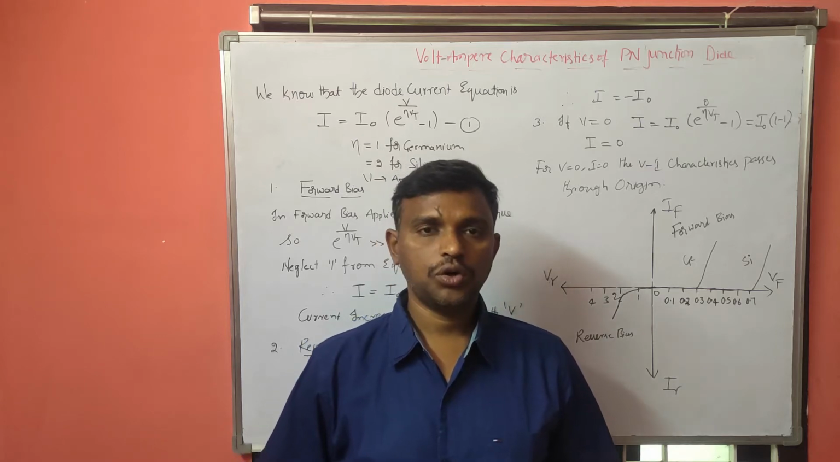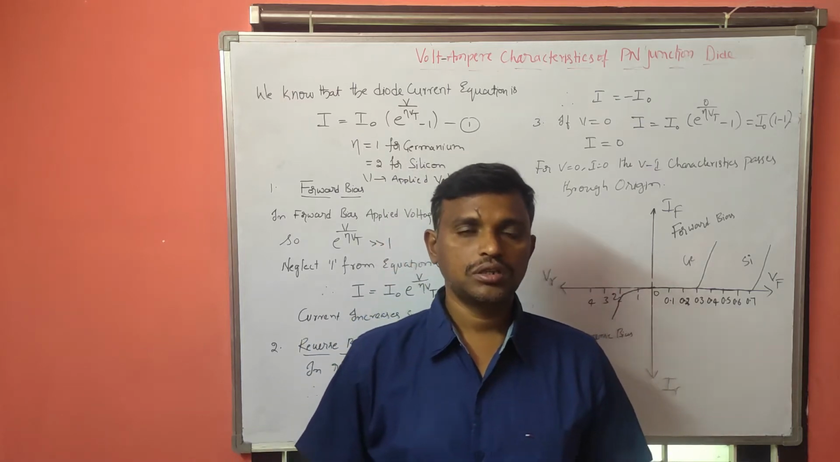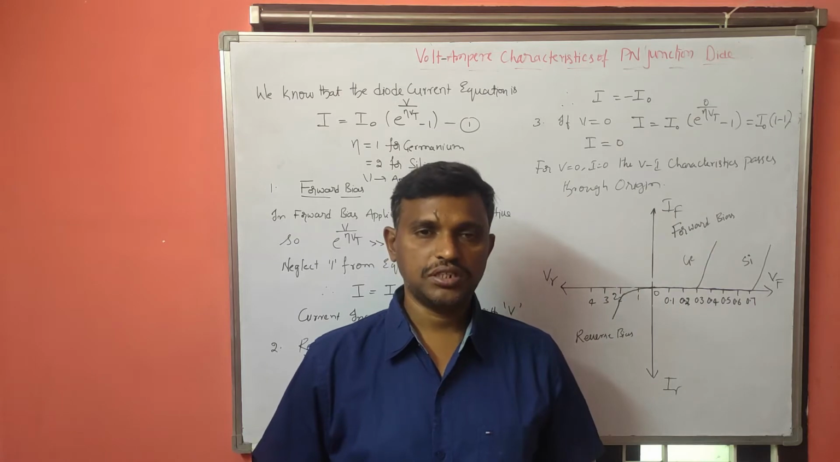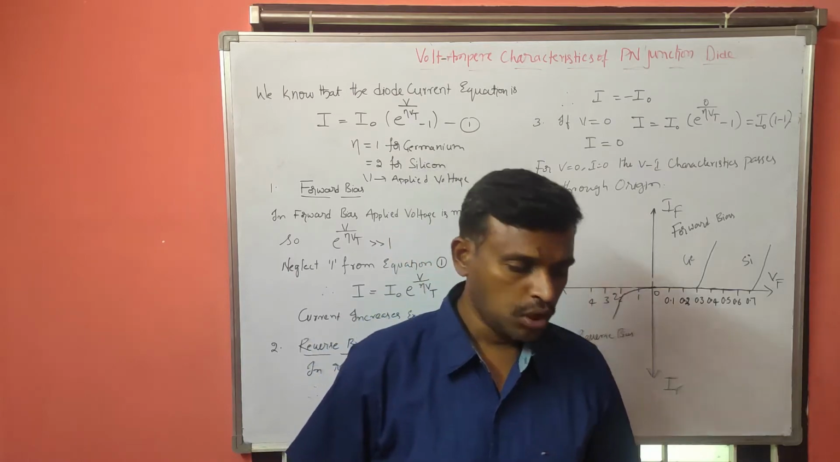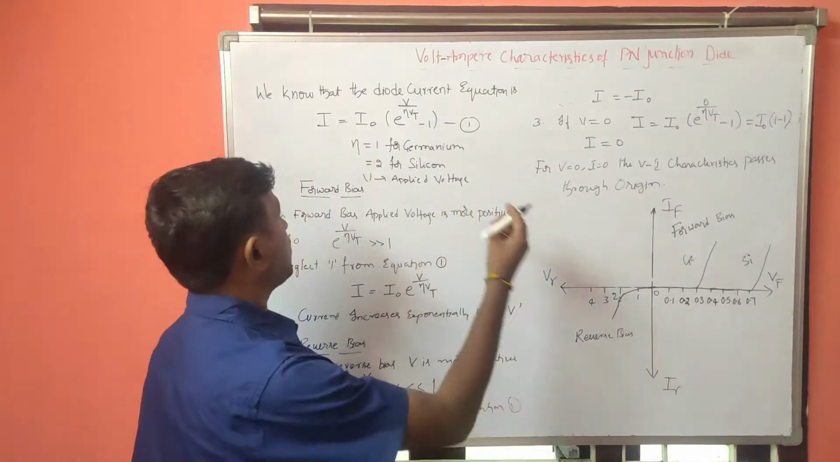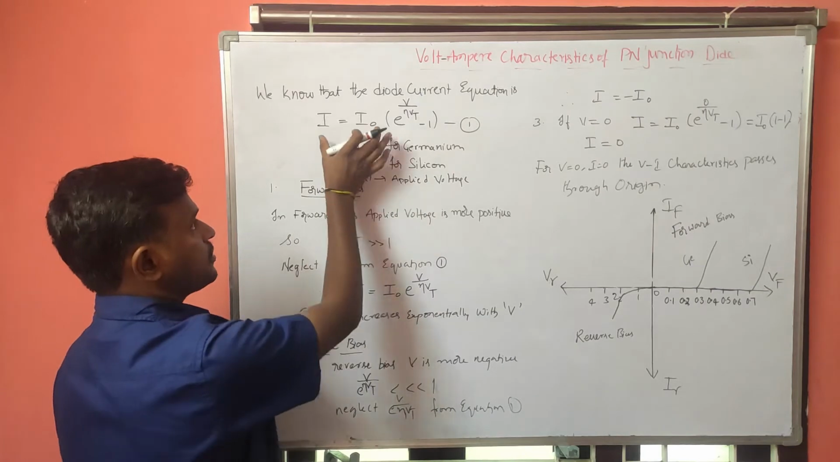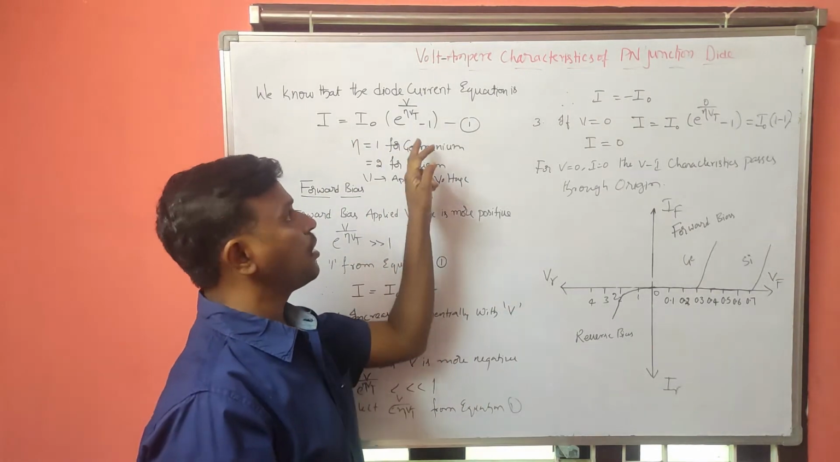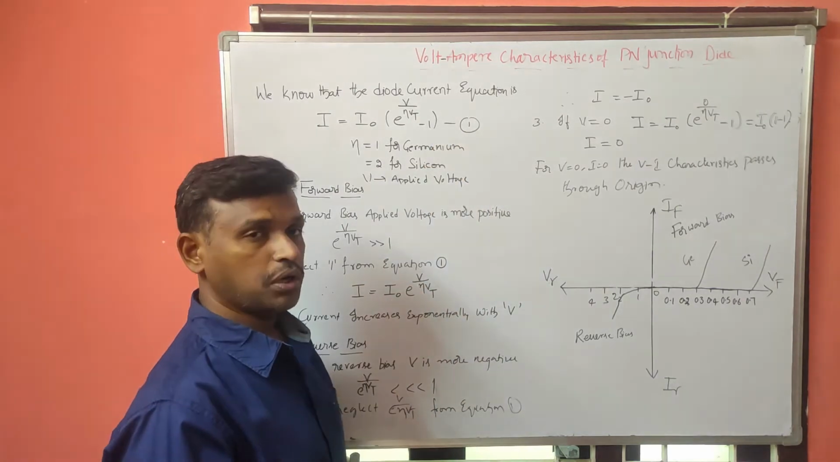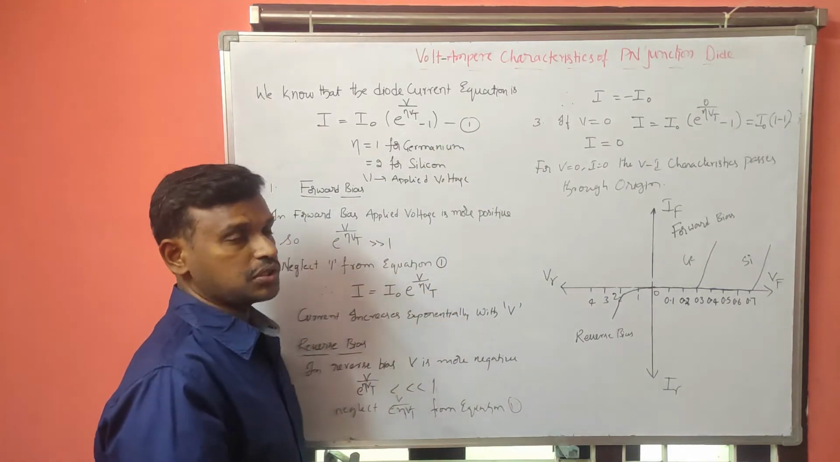Hello everyone. Now I am going to explain about the VI characteristics of PN junction diode, or volt ampere characteristics of PN junction diode, by taking the diode current equation. Here I am taking the diode current equation, that is I is equal to I naught into e power V by neta Vt minus 1. We have derived this one in the previous discussions, right?